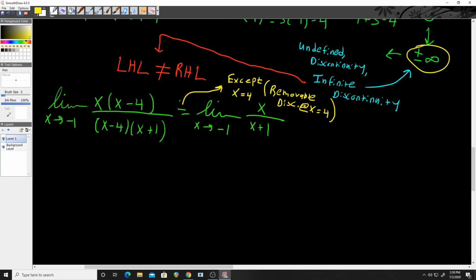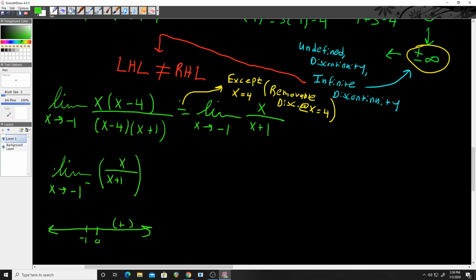Okay, so let's do the left-hand limit. Let's do limit as x approaches -1 from the left. And we can use the canceled function because they're identical everywhere except x equal 4. And so we're talking about -1, no big deal. Now I'm going to pick a number very, very close to -1, but to the left of it. So to the left means this, right? Think about our number line. Zero's in the middle. Positives are over here. Here's -1. I want to go immediately to the left of -1, which is somewhere here.